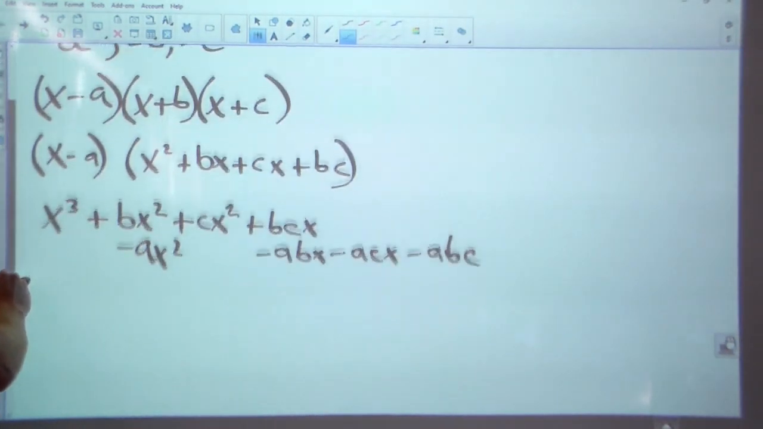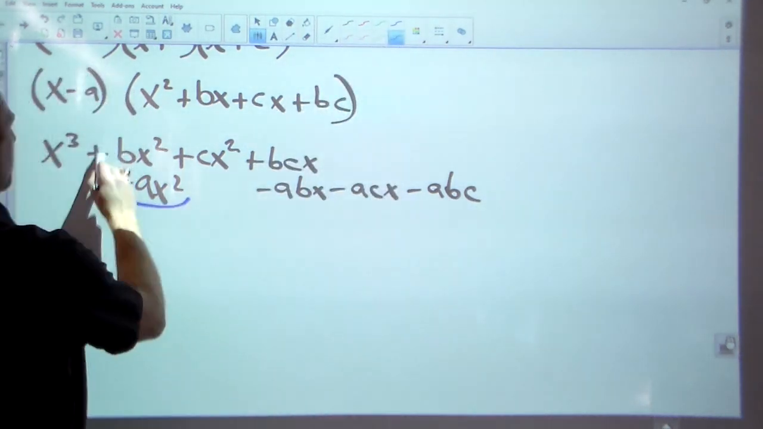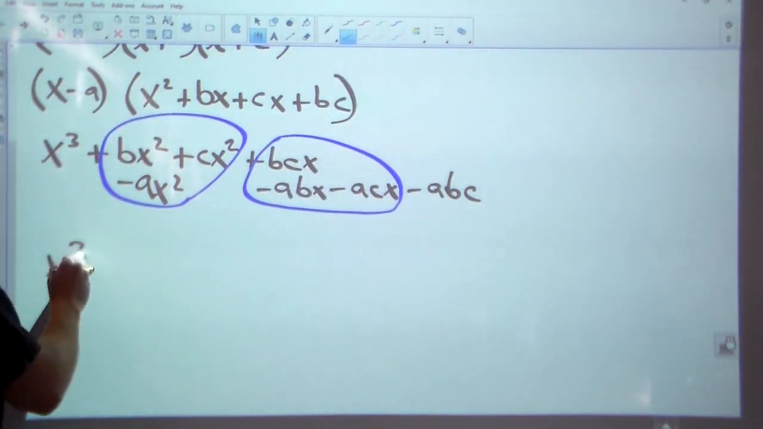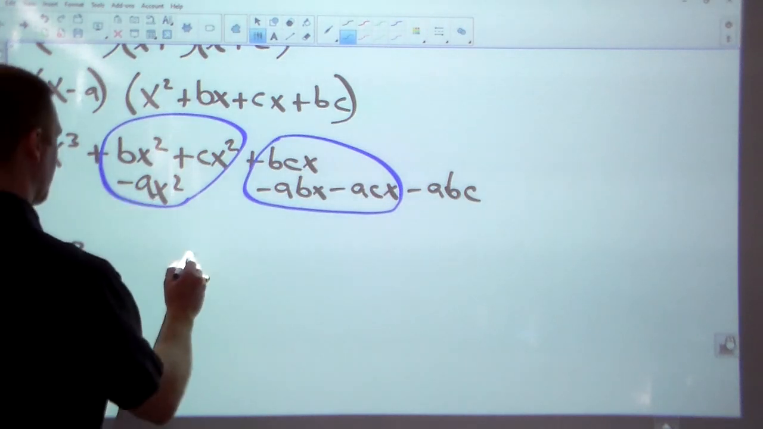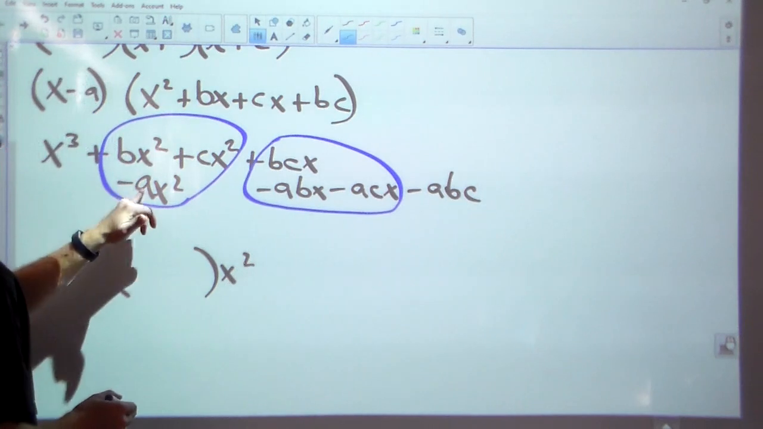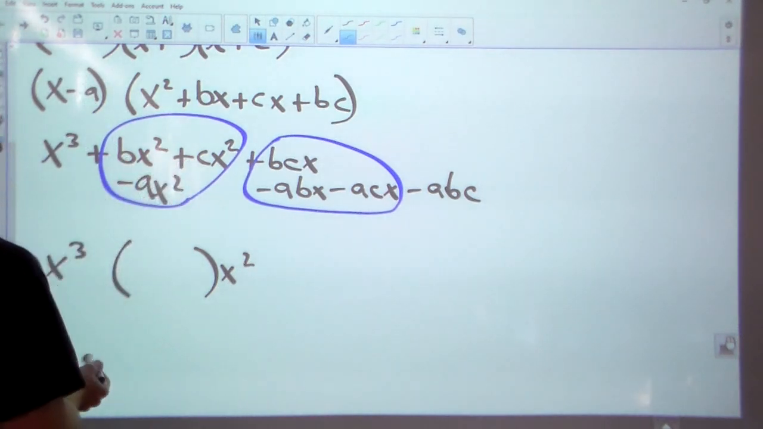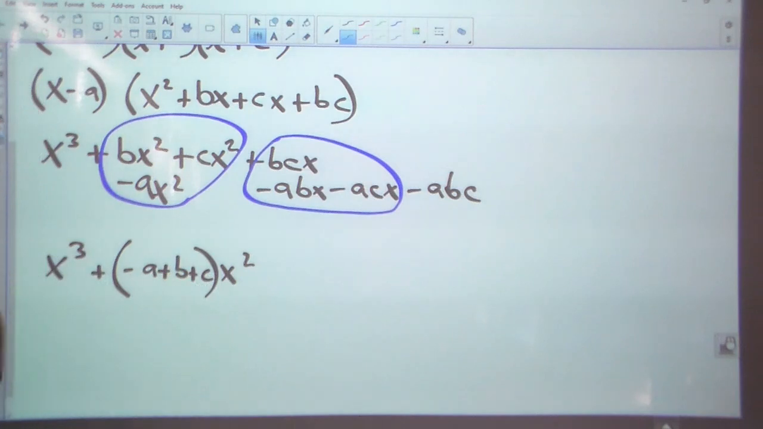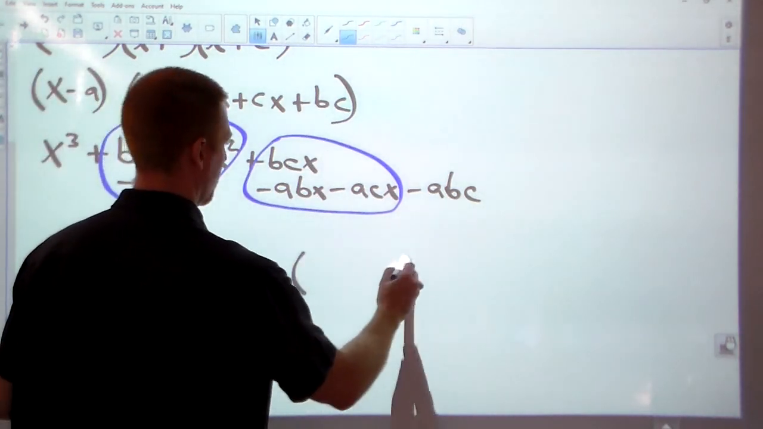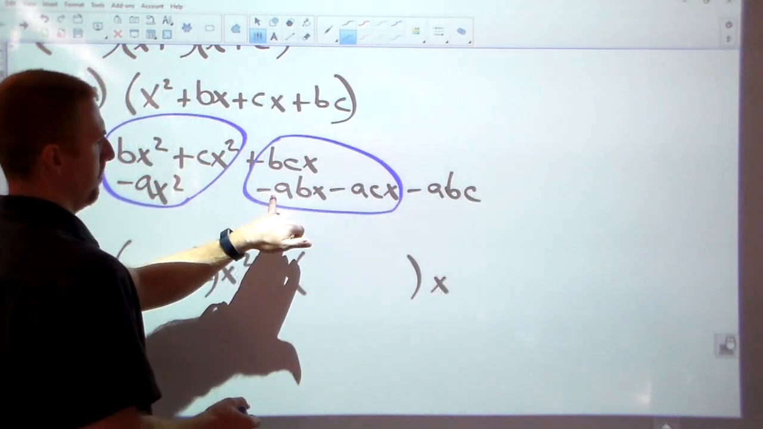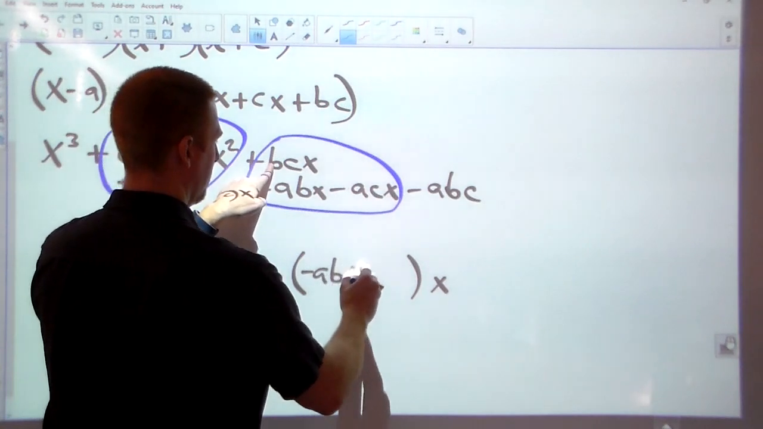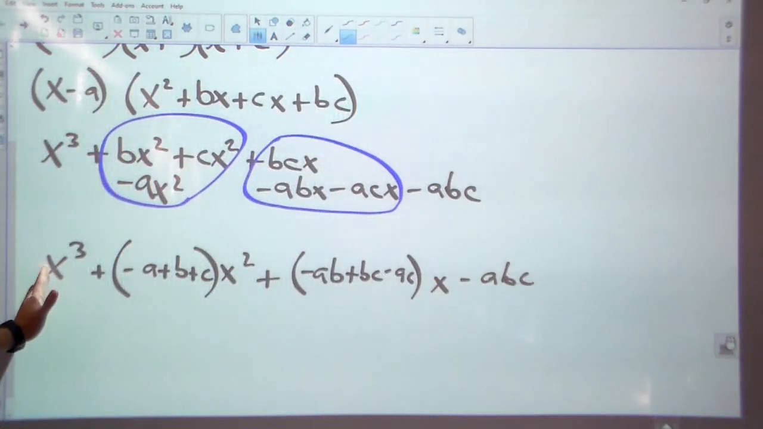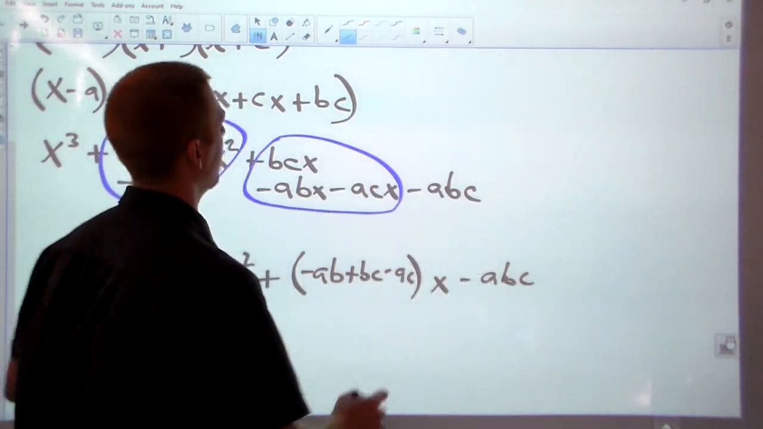There's only a couple definite conclusions here. I'm going to circle my regions just to see how those group together and make this a little bit quicker. So x cubed is definitely positive. Think about the stuff that goes with x squared: you've got negative a plus b plus c. Maybe I'll start here and work on that in a second. The next thing, let's start with the plus sign: minus ab plus bc minus ac. And then finally, abc at the end is definitely negative. So the only things we really know for sure is that that's positive and that's negative.